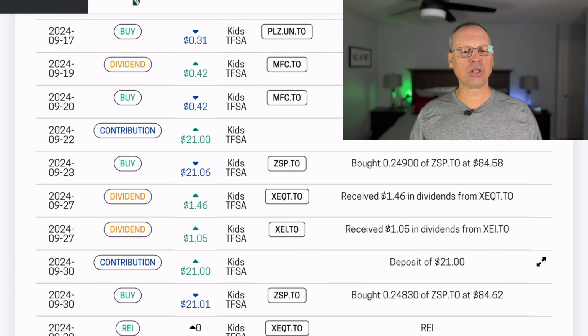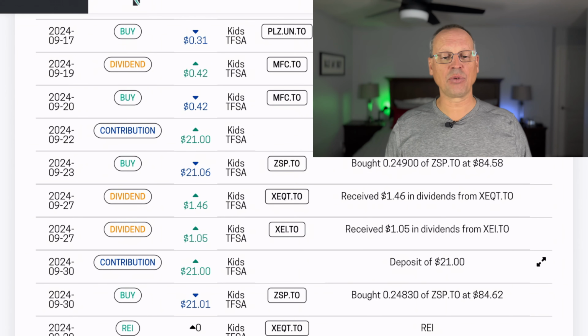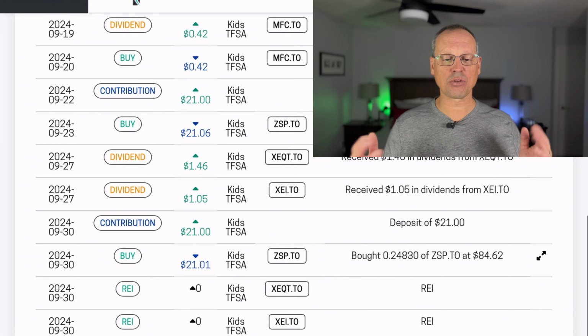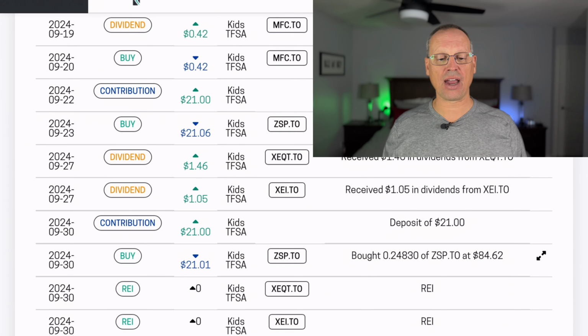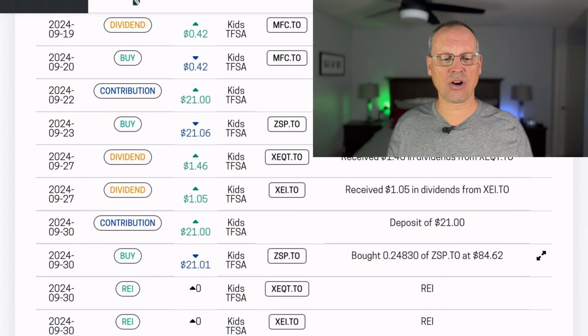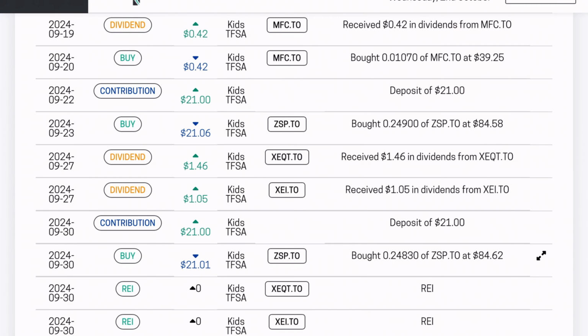Then we made our next weekly contribution of $21 and we bought 1 fractional share of ZSP. If you don't know, ZSP is an S&P 500 fund. Then we had XEQT pay out $1.46 as well as XEI at $1.05. And of course, both of those are on drip, so they were reinvested right back into those 2 securities. And then of course, you can see that we had a fractional buy because we had a contribution of $21 back into ZSP. So that wraps up the kids TFSA for the month.